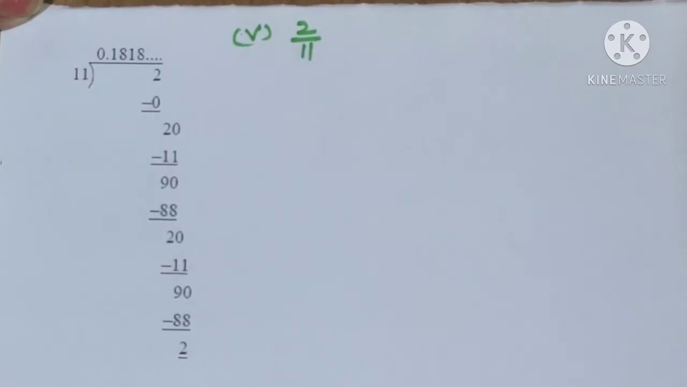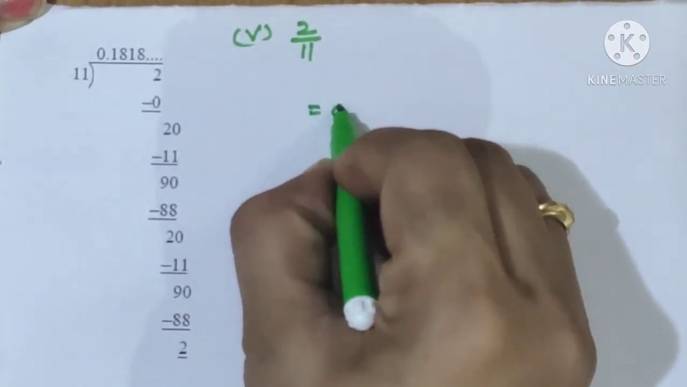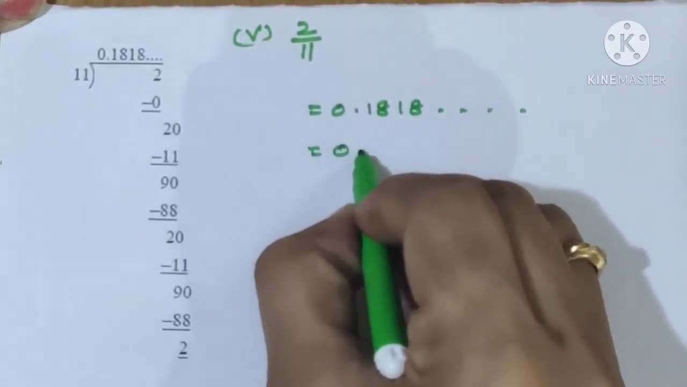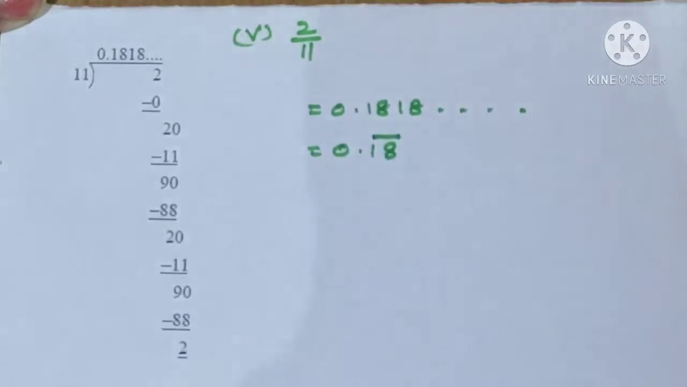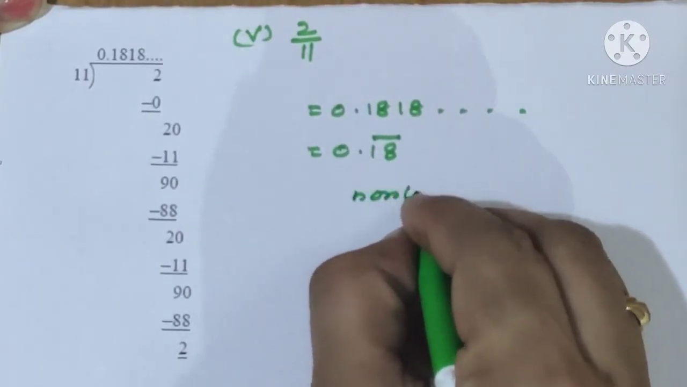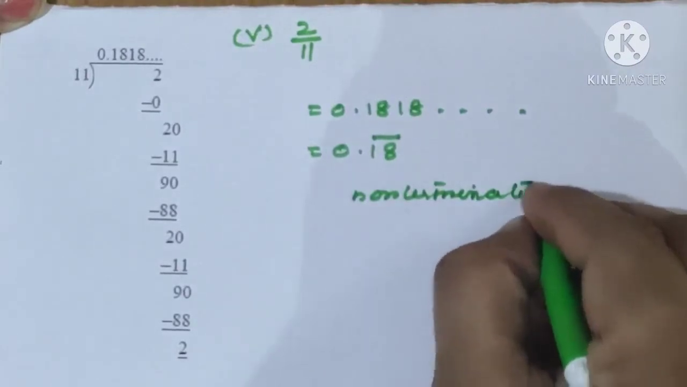The next question is 2 by 11. Normal division only. If you do the division procedure, you will get the answer as 0.1818, etc. That is the quotient we are getting there. That means 2 by 11 equals 0.1818, etc. The group 18 is repeating, that means 0.18 with the bar given for 1 and 8 only. This shows that the decimal expansion is non-terminating recurring.